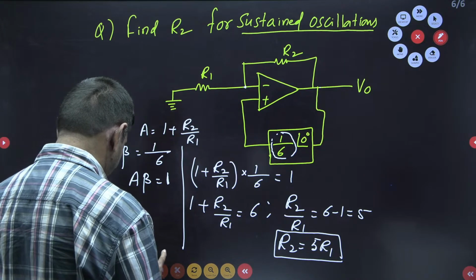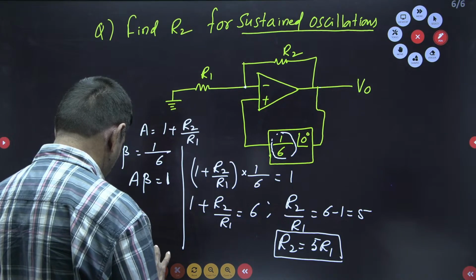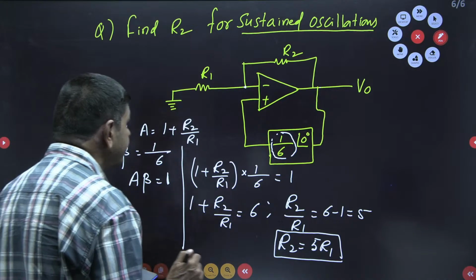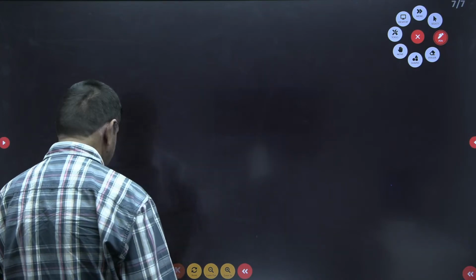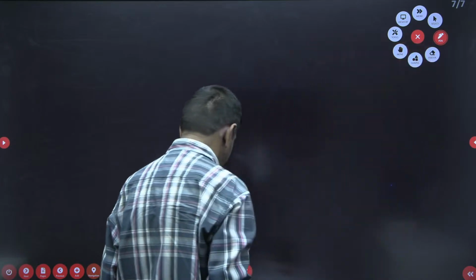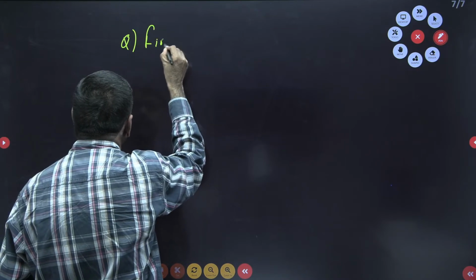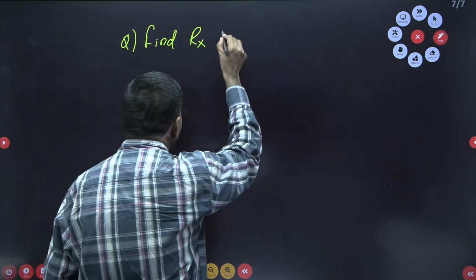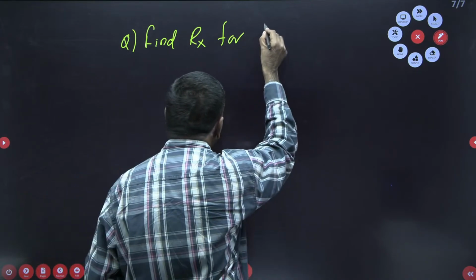One good problem I will give in your hand. You please try this one. You please try this question without my help. I'll see how many students can do this question from the oscillators. Find Rx, it is asking to find Rx, R suffix x, for sustained oscillations.